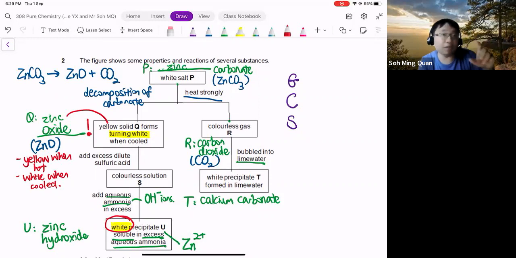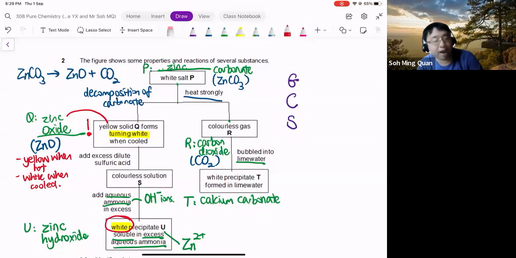So learning little things like, oh, carbon dioxide comes from carbonate is important. Next, you should know in this case, heat strongly means decomposing the carbonate. Decomposing the carbonate will form the oxide. And I know it's zinc oxide immediately because it's yellow when hot, white when cooled.